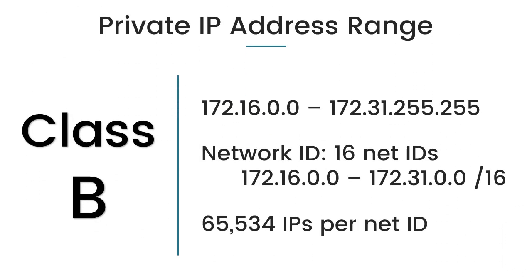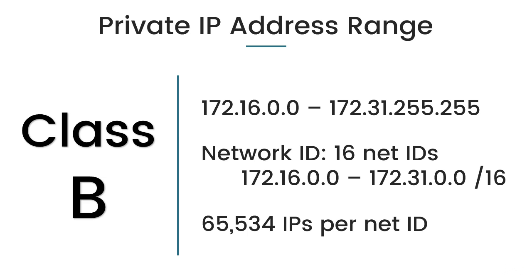The next range is the Class B range, 172.16.0.0 to 172.31.255.255. What I would like to point out here is that because this is Class B, it gets a default prefix length of /16, which means that the first 2 octets are network ID. If you look at it carefully, you actually have a range of network IDs from 172.16 to 172.31. You actually have 16 network IDs in that range.